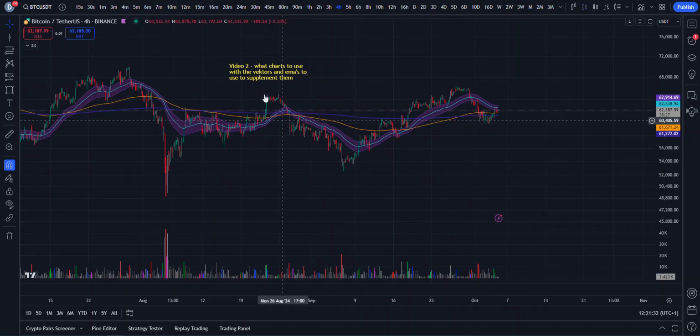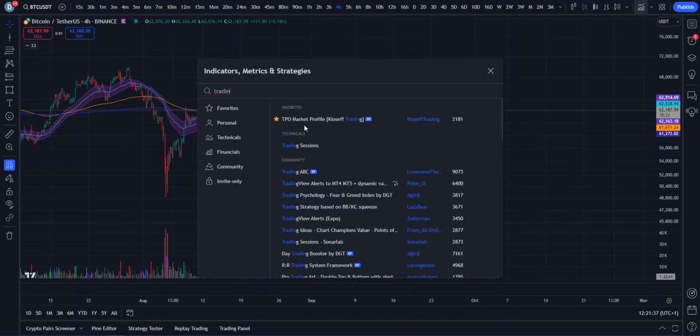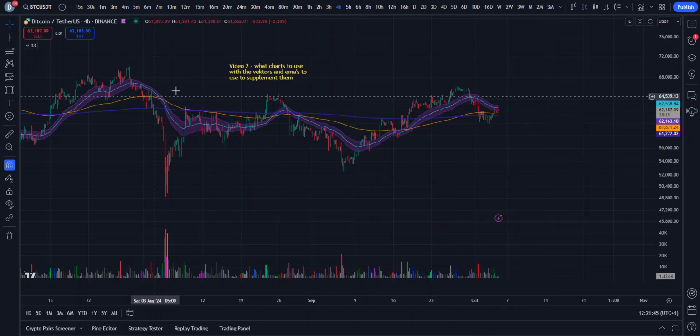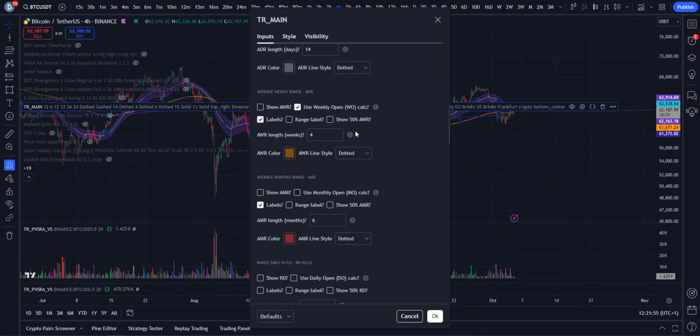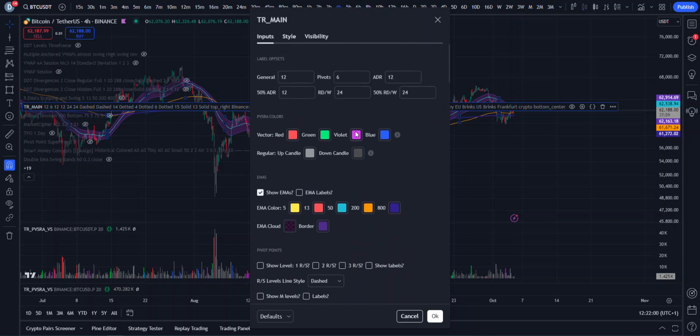Okay, so in the first video I said we would use the Trader's Reality, so the main, and the PV-SRA volume suite. So that's what I have on the chart. On the first video I didn't have the EMA selected, but what I do is I turn everything off. I've turned everything off here in the PV TR main, and the only thing I've put back on is the EMAs.